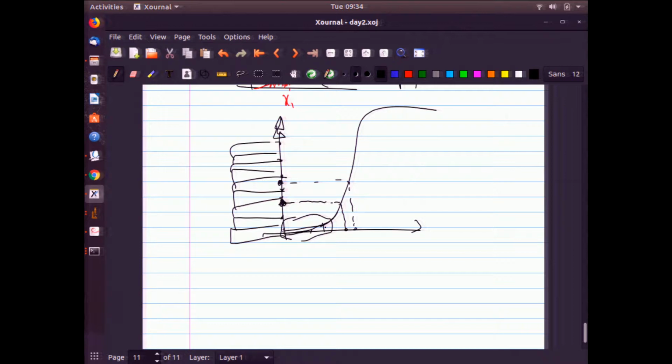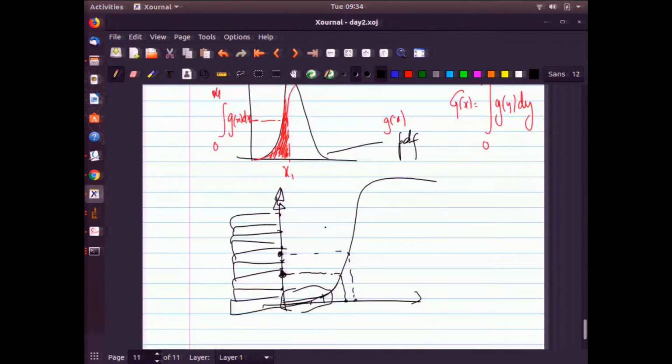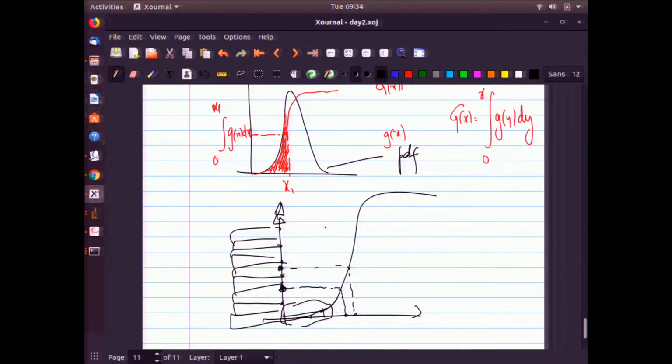What would that mean in the context of our sampling? It means that we will have more samples where this is steep. And where is that steep? That is steep where the area increases fast.